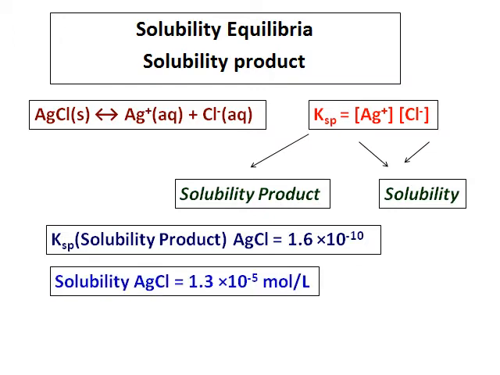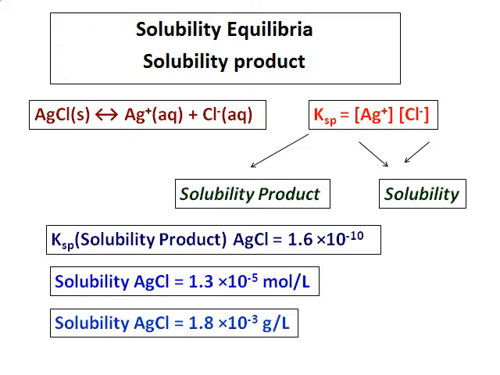The solubility of silver chloride can be calculated in two units, one in moles per liter and one in grams per liter, and both the values are given over there. In the subsequent slides, we will learn how to calculate all these factors.